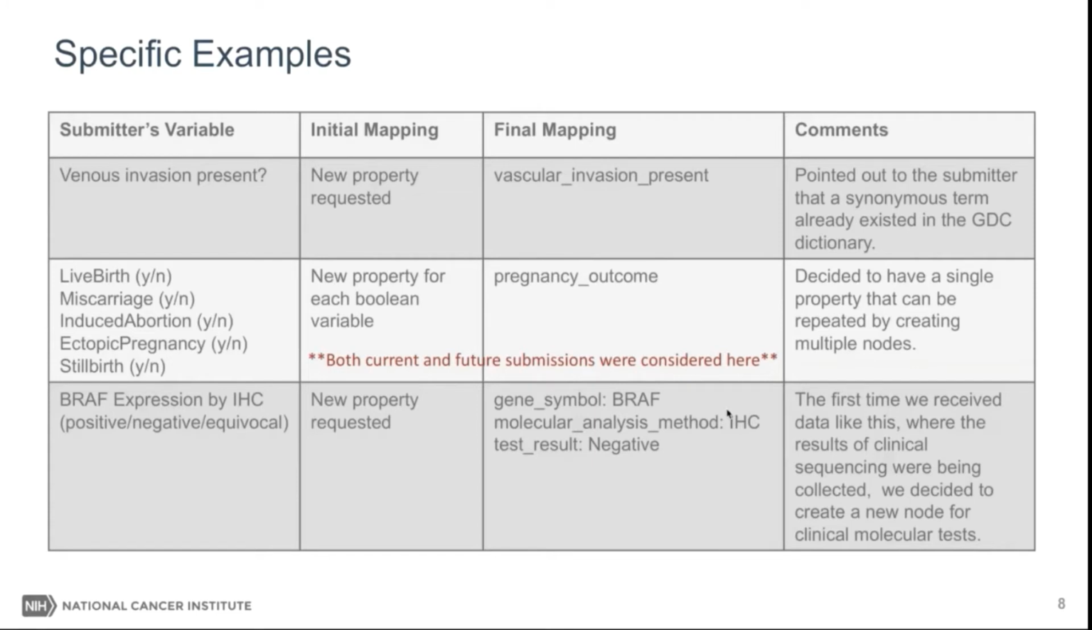We wanted to make sure we could bring them in a way that could potentially be compared or at least referenced against the data that are harmonized at the GDC. So those variant calls that are harmonized by the GDC's pipelines. And so we created a new molecular test node that can capture clinical molecular tests. And here you can see that gene symbol, molecular analysis method, and test result can pretty much bring in everything for this question.